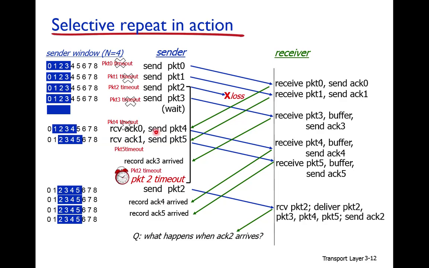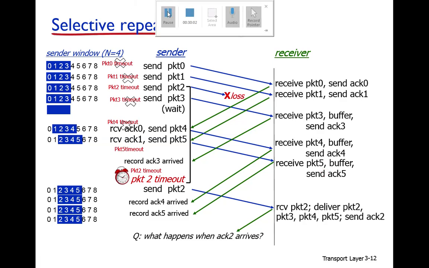It is received correctly. Okay, so similarly packet number 5 is received correctly. It is also out of order. Why? Because the receiver is waiting for packet number 2. So it will also buffer the packet. Okay, the packet number 5 will be buffered.